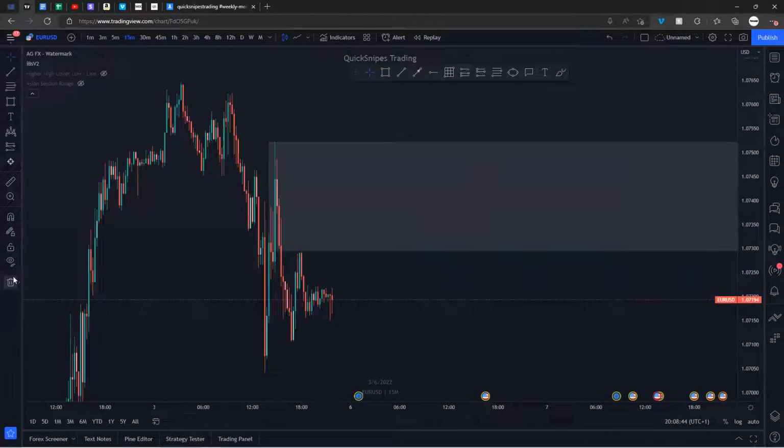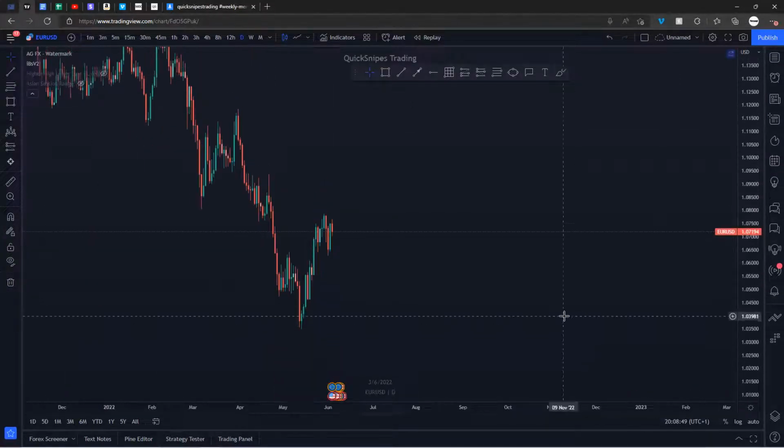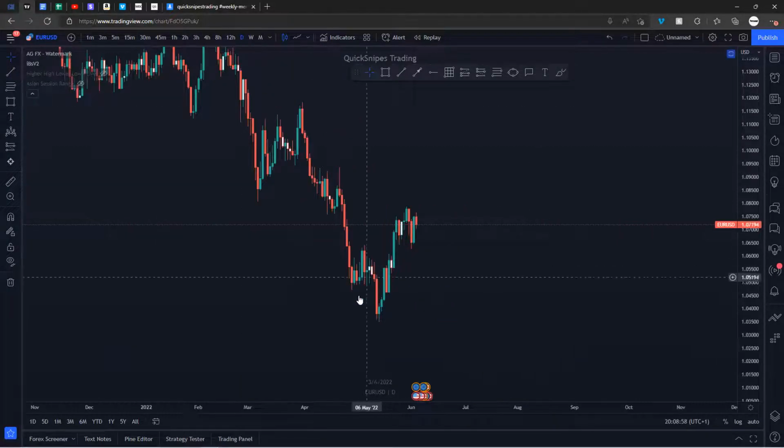Starting in Euro US dollar, we're going to clear the chart and head to the daily time frame. When we're trading our strategy, you only want to see four different types of time frames: the daily, the 4-hour, the 15-minute, and the 1-minute. So looking at the daily, what can we see?